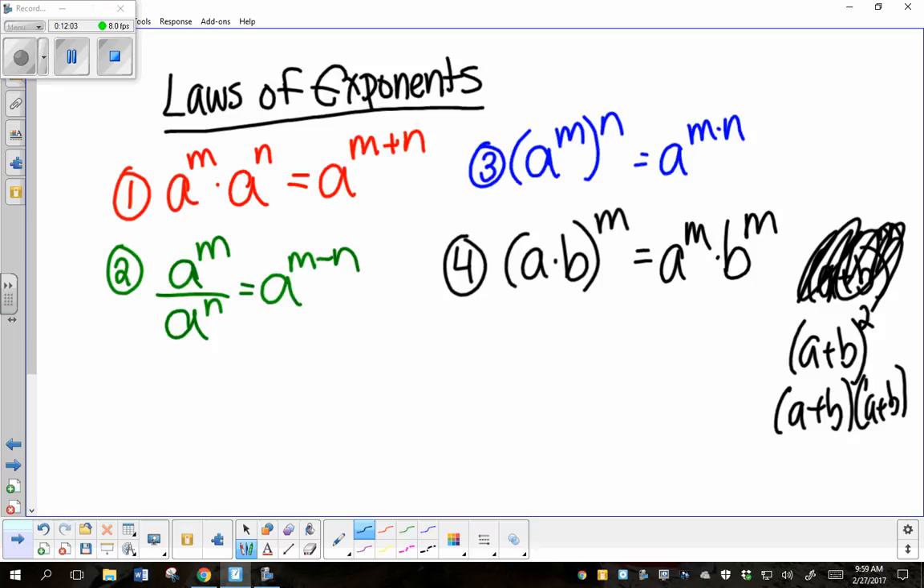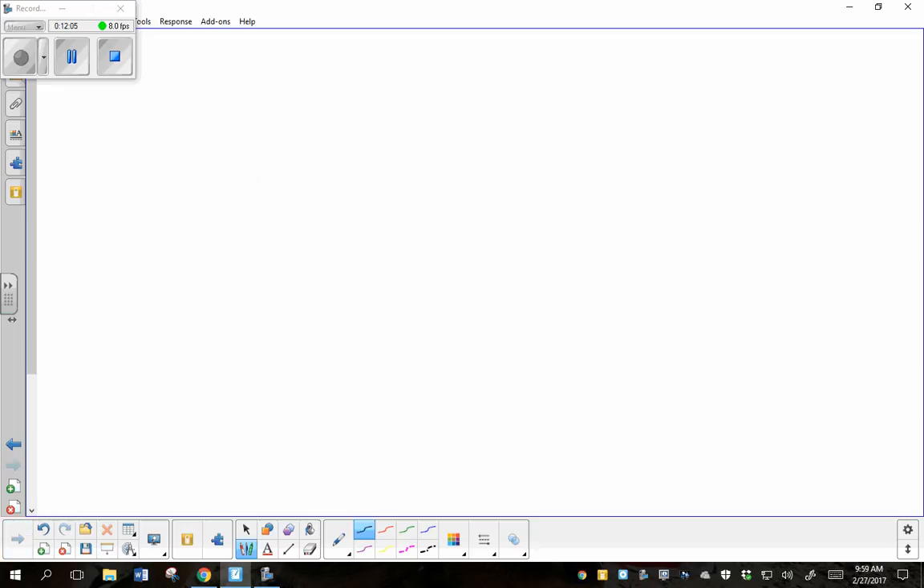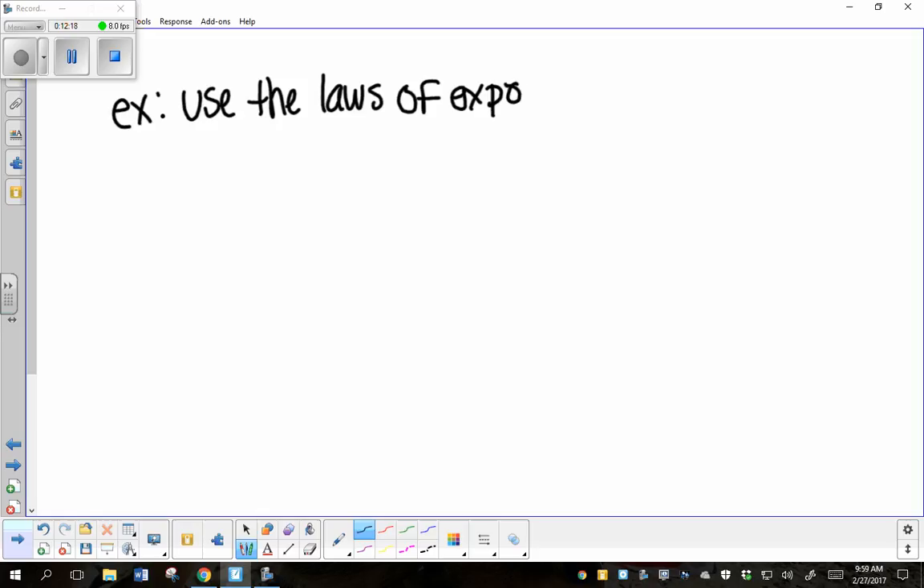All right, so let's do some examples. For this example, the instructions are to use the laws of exponents to simplify. And you guys are going to have to work with fractions, and I'm not going to let you use a calculator. You guys can do these fractions.